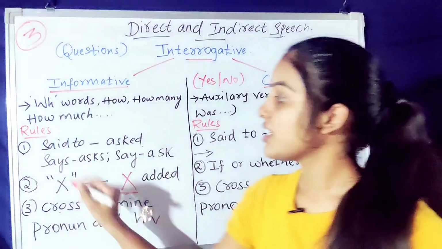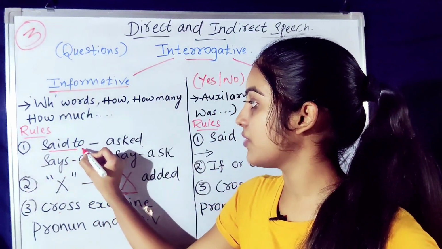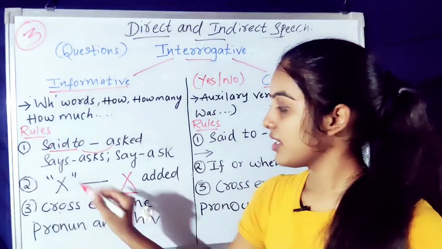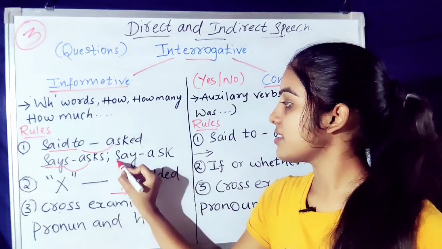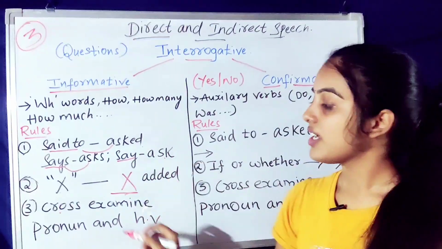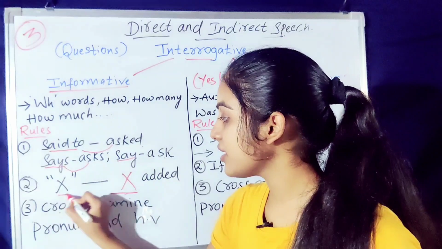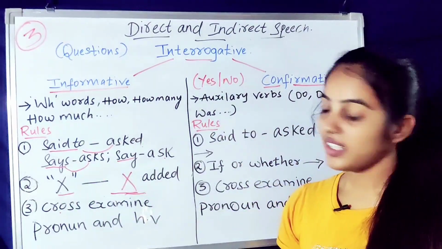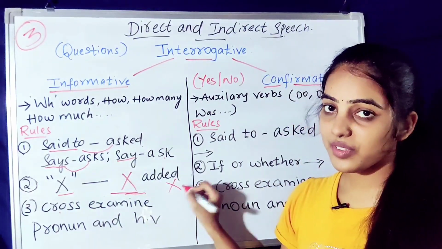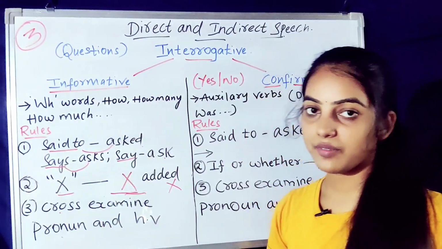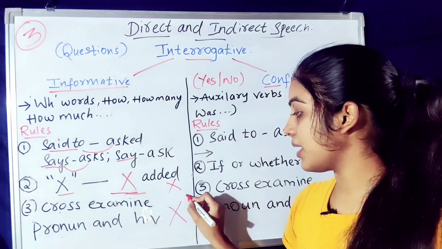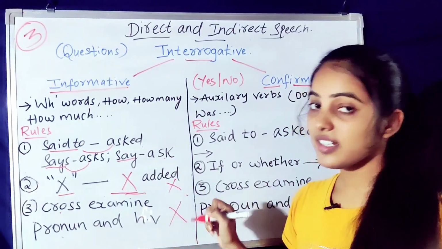What are they? If the reporting verb contains said to, it will be changed to asked. If the reporting verb contains says, it will be changed to asks. Say to ask. And the second rule, to remove inverted commas, nothing is added. We shouldn't add anything. And the third rule, cross-examine pronoun and helping verb. Here we should cross-examine helping verb and pronoun in indirect speech.